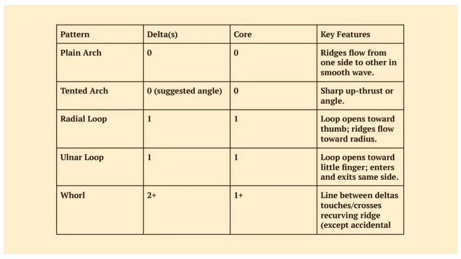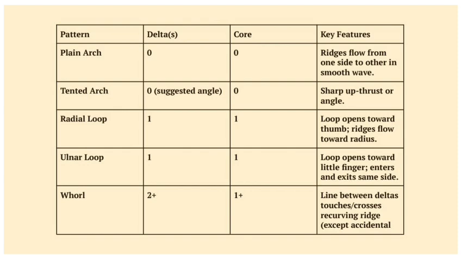Now from this table, we can simply see different types of pattern with different delta numbers and core numbers with their key features. Like in first, plain arc, 0 delta, core 0, key feature, ridges flow from one side to the other in a smooth wave. Second, tented arc, number of deltas 0 or 1, core 0, key feature, sharp upthrust or angle.